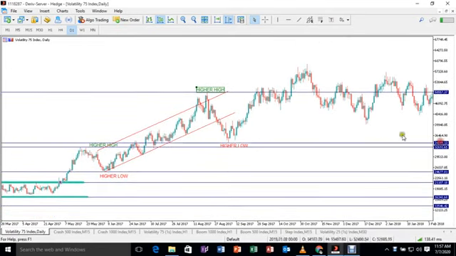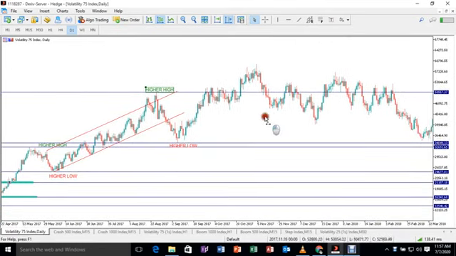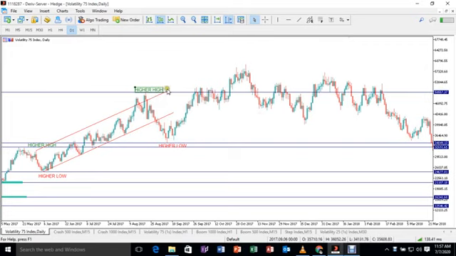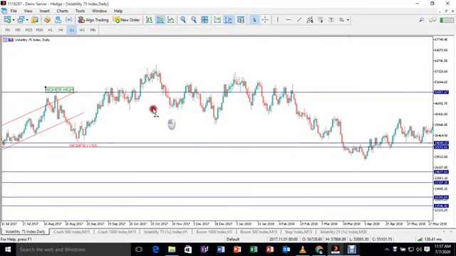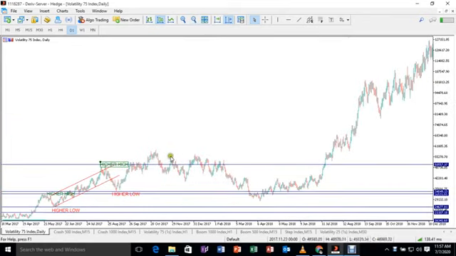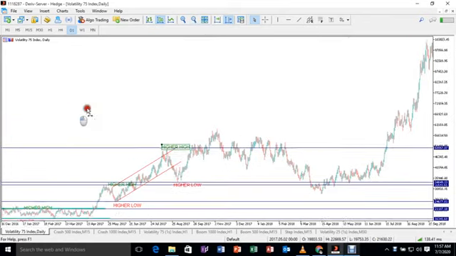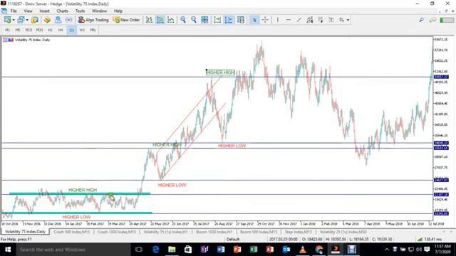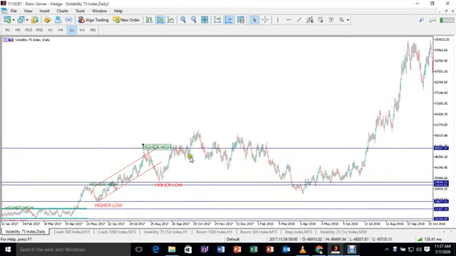So what happens next in the market? We can see price has been ranging, consolidating, same thing here. Let's zoom in. Just like what happens down here, the same thing happens here. So we can see price ranging between the higher high and the higher low.